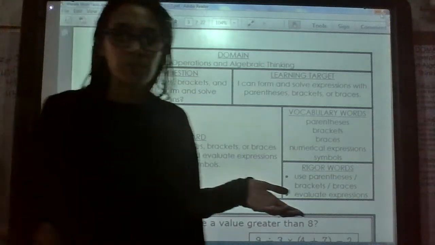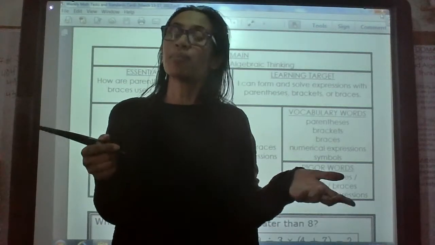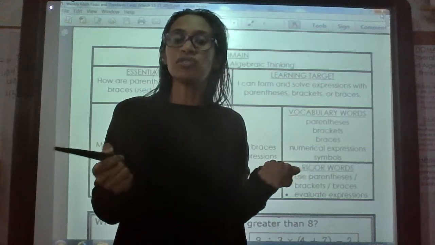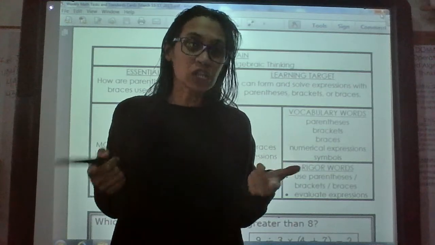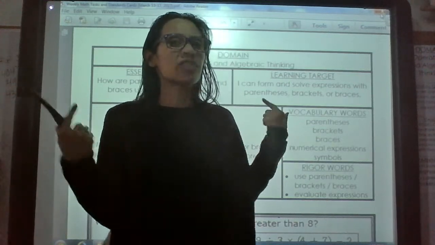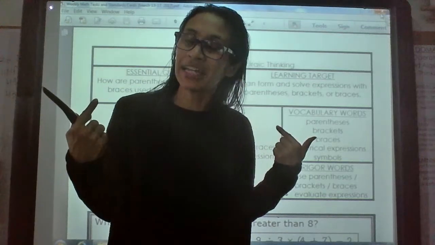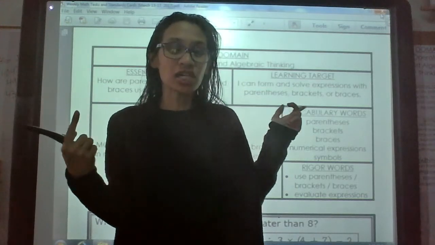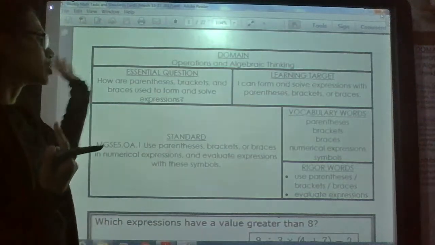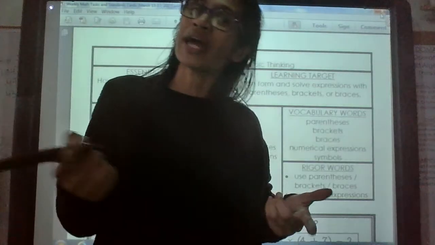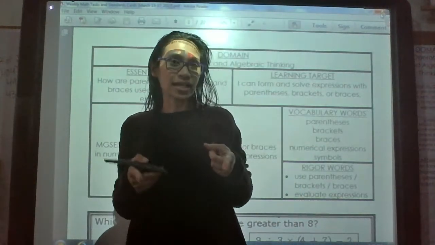So make sure you have your pencil and your math journal. And what do you need to write down? Write your learning target. Make sure you write that. Can you write anything else? Of course you can. If you want, you could write the domain, the essential question, the standard, the vocab words, or the rigor. Go ahead and write that down if you would like.